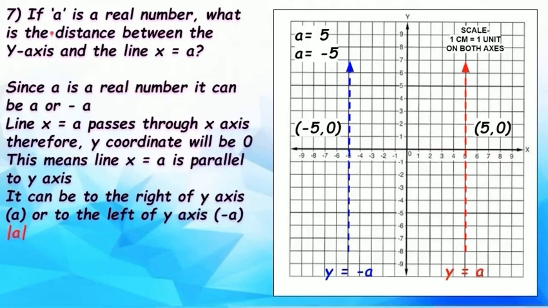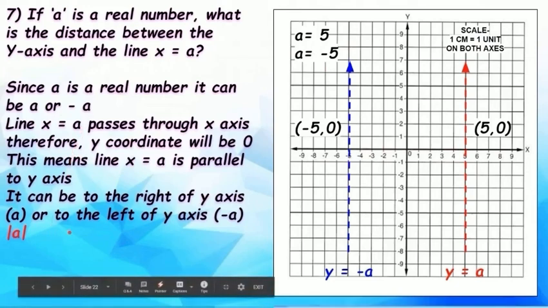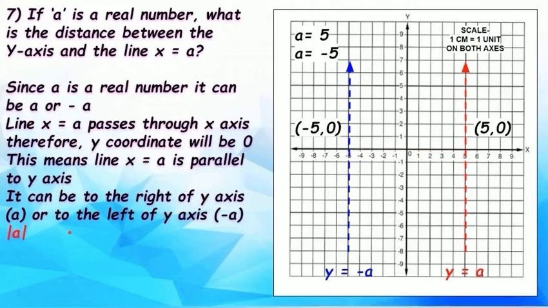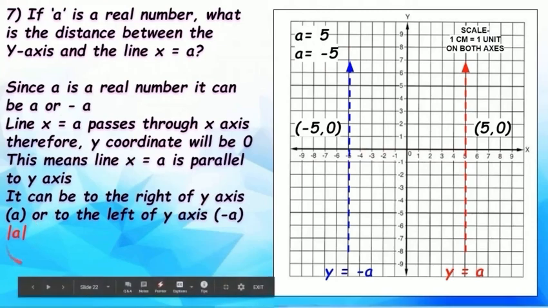So if a is a real number, what is the distance between the y-axis and the line x equals a? We assumed our a to be 5 here, and assumed the lines intersect the x-axis at these 2 points. Since it is a real number, it can be either a positive number or a negative number. So in that case, the distance will be the modulus of a, or |a|, which can be written like this.